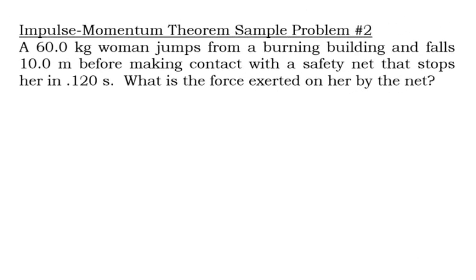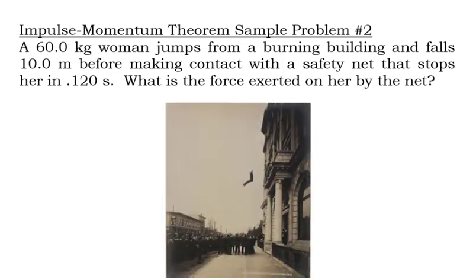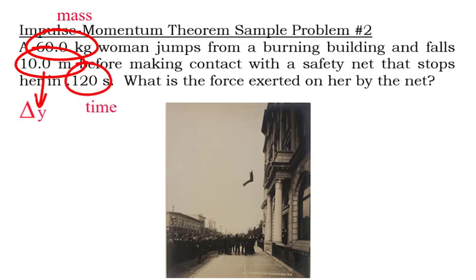Here's the second of our two impulse momentum theorem sample problems. A 60.0 kilogram woman jumps from a burning building and falls 10.0 meters before making contact with a safety net that stops her in 0.120 seconds. What is the force exerted on her by the net? Our first piece of given information is a mass of 60.0 kilograms. That's followed by 10.0 meters, which in this case is a delta y value. We've got a time of 0.120 seconds, and what we're looking for is the force exerted on her by the net.